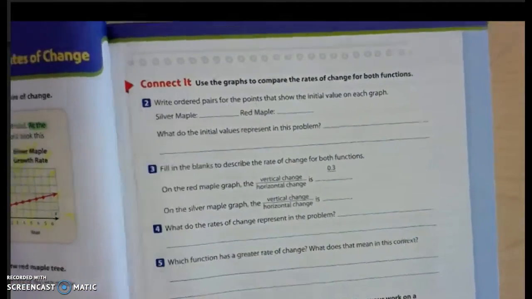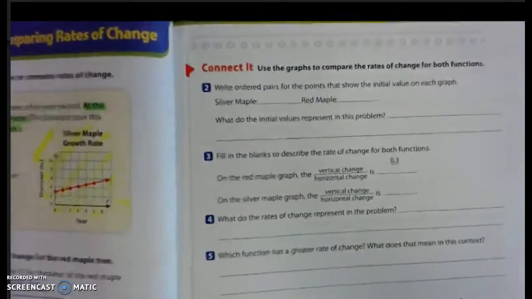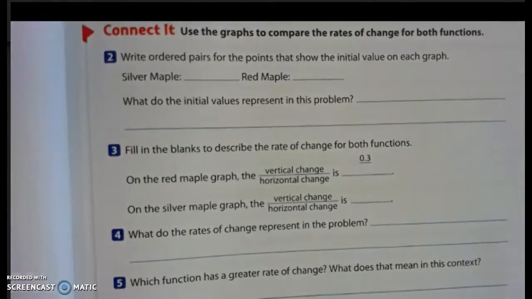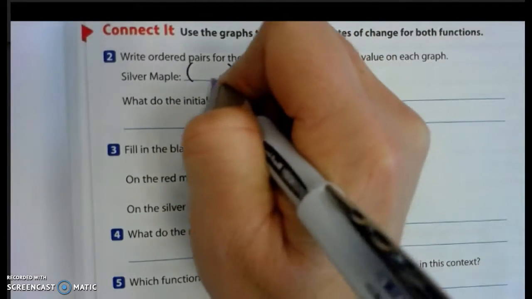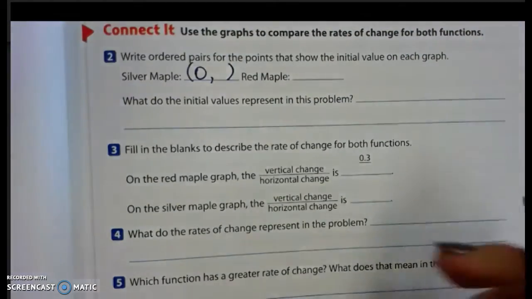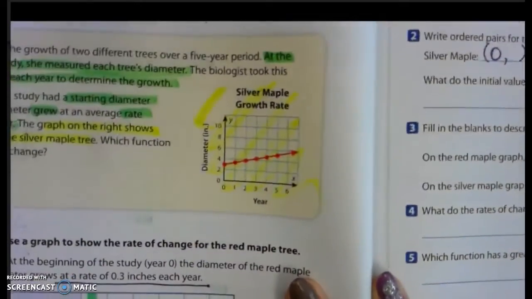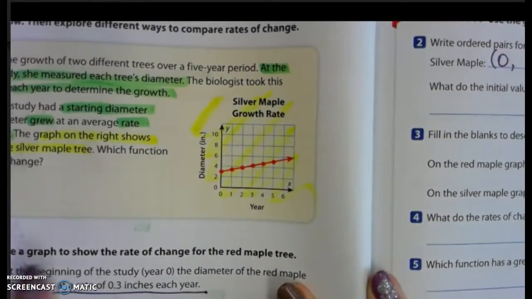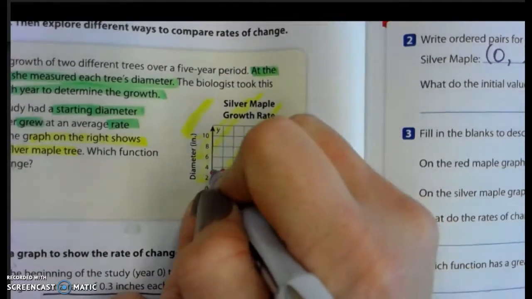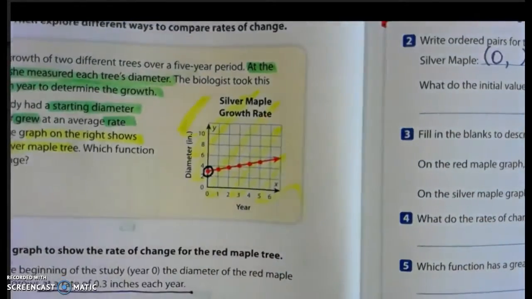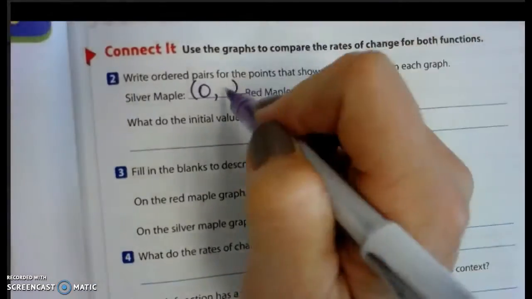Top of page 61. Number 2 says, write the ordered pairs for the points that show the initial value on each graph. Now, the initial value, your starting amount. They want an ordered pair. Your starting amount will always be 0 for x. Now, for the silver maple, it was on the graph. They didn't tell us that information. When x was 0, y is 3. Our initial value is here on the y-axis at (0, 3).